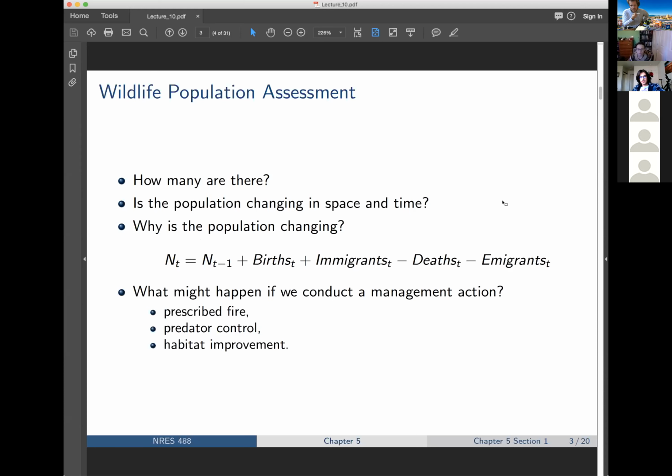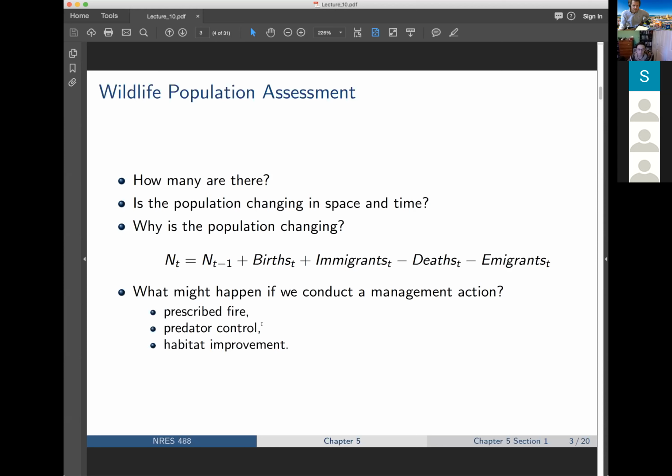So once we know something about why the population is changing, we can start to ask what might happen if we conduct a management action. So if populations are decreasing, like in the case of Henslow sparrows, and we need to implement management to try and improve the habitat, if we improve the habitat, are we going to increase the birth rate? And so we can think about things like prescribed fire.